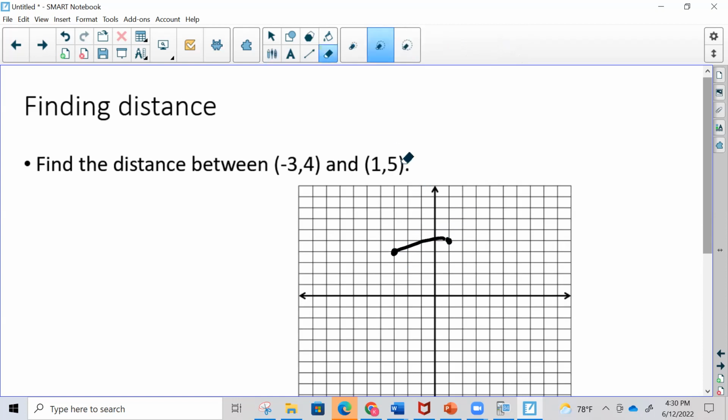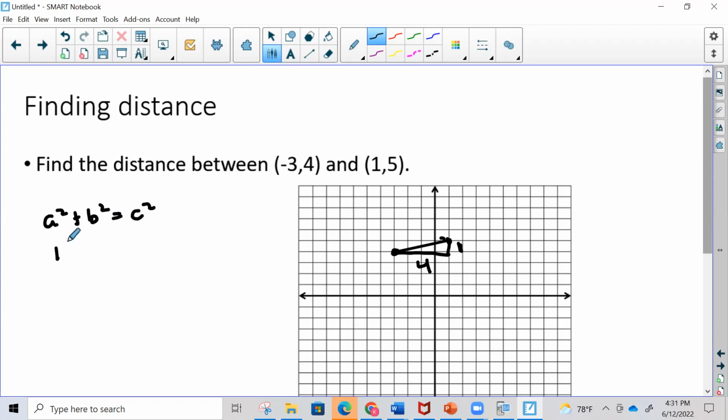So again, you have two options when you want to find that distance. You can either make a right triangle or you can use the distance formula. So to make a right triangle, what you do is you go straight over and then straight down to create a right triangle. And so this side is 1, this side is 4, and then I would do my a squared plus b squared equals c squared. So I'd have 1 squared plus 4 squared equals c squared because I'm looking for this.